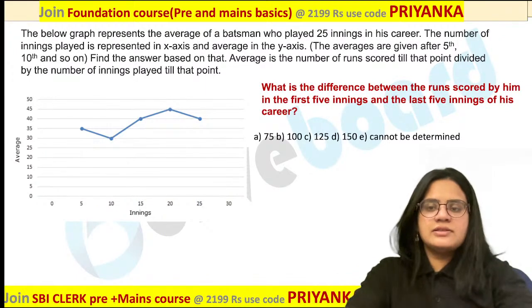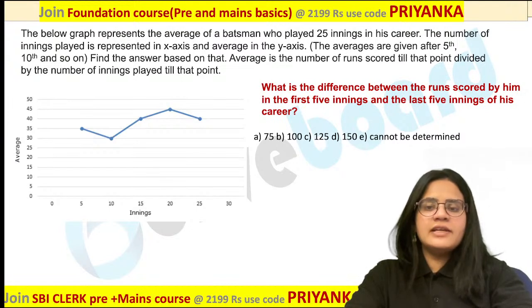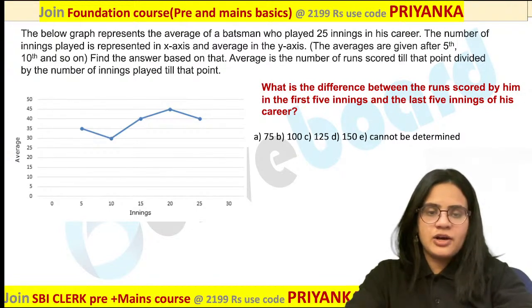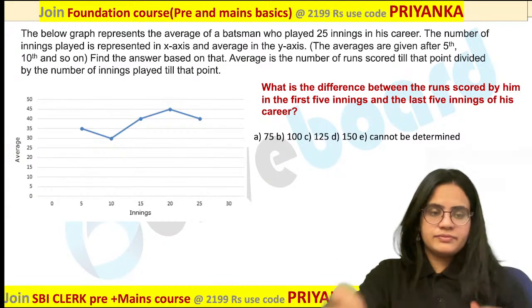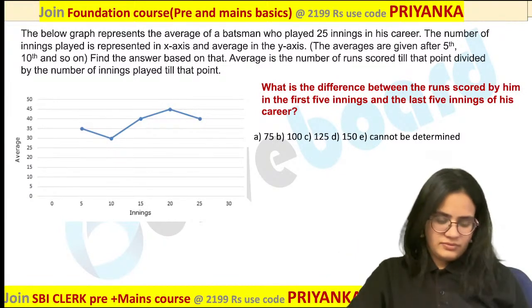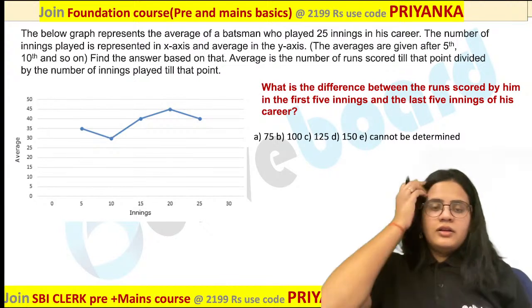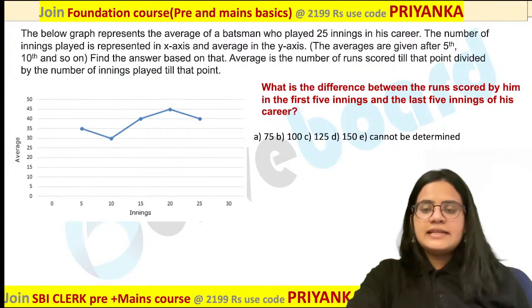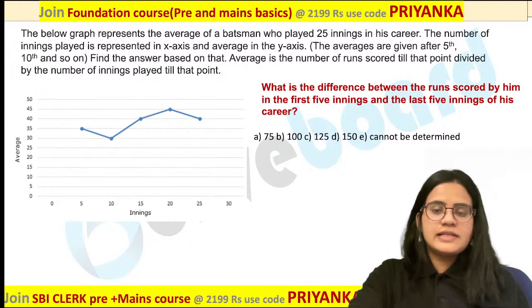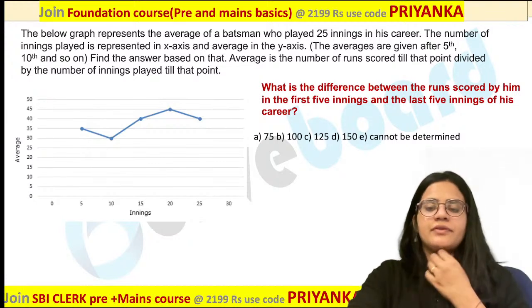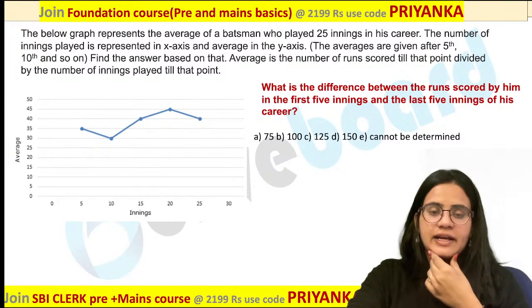So third question was this. What is the difference between runs scored by him in the first 5 innings and last 5 innings of his career? Now you have all the values in front of you. Can you quickly tell me the value? First 5 innings and last 5 innings over here. Yes, Rohit is saying 75. Vineet is also saying 75. Very good, guys. Saujanya is also saying 75 over here. Very good. 75 is the perfect answer.